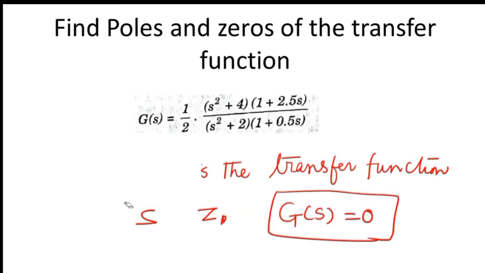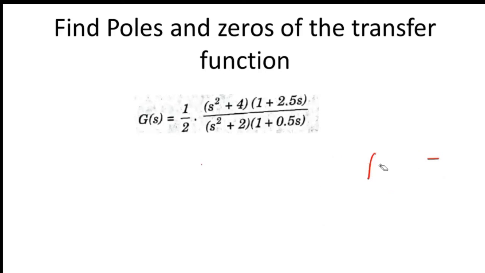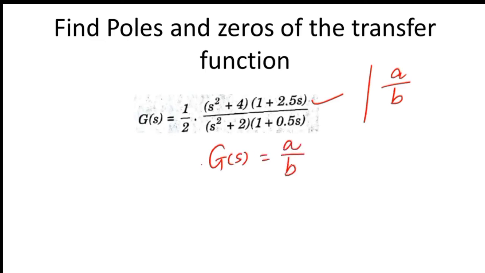If you take the G of S and a value in the numerator, take this A by B as a fraction, right? So G of S is a combination of two polynomials. One polynomial in the numerator, another polynomial in the denominator.